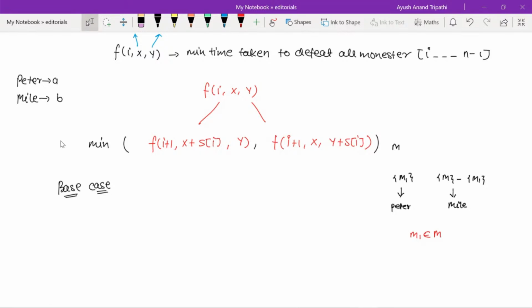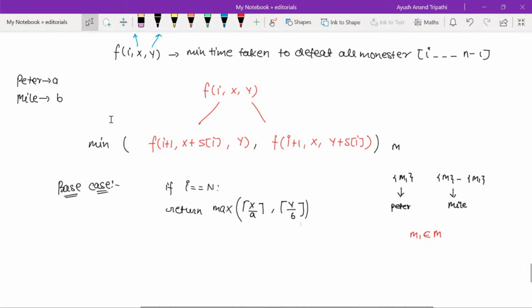So base case: if i is equal to n, I am considering zero based indexing, then we'll simply return the maximum of ceil value of x by a, and ceil value of y by b, right? Here x is the sum of strengths of the monsters that fight against Peter. And why maximum? Because this much time is taken by Peter and this much time is taken by Mile. So we have to return the maximum time to defeat all the monsters. This will be my base case.